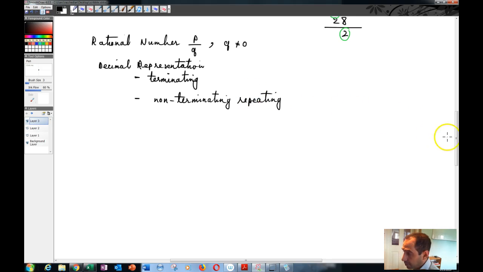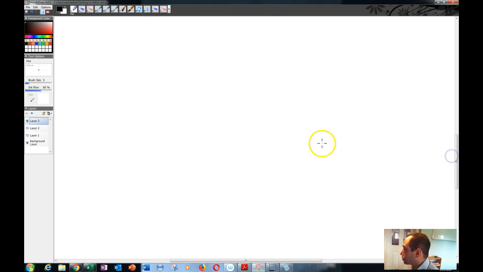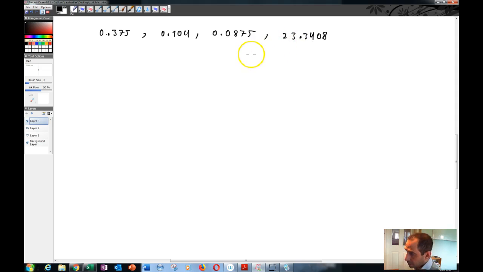Now, as a couple of examples to show you some patterns, let's consider a couple of rational numbers. Let's say that you have 0.375. Let's say that you have, for example, 0.104. Let's say that you have 0.0875. And let's say that you have 233.408.